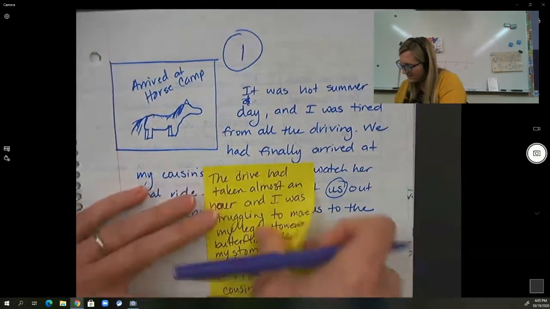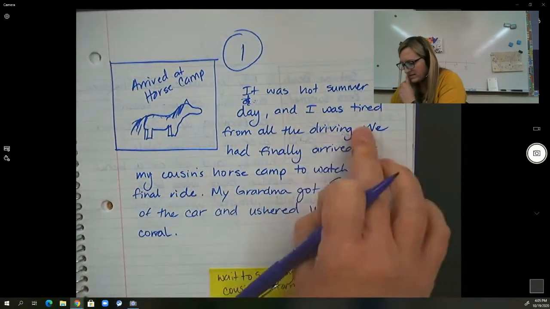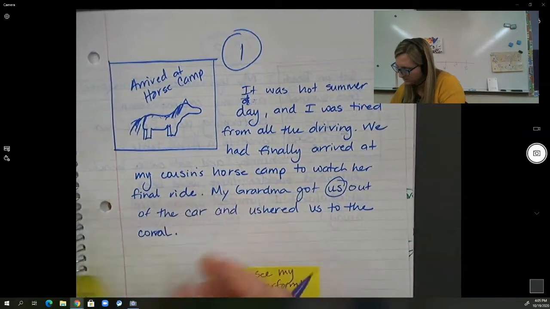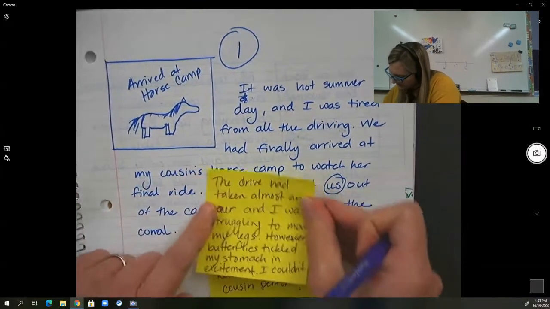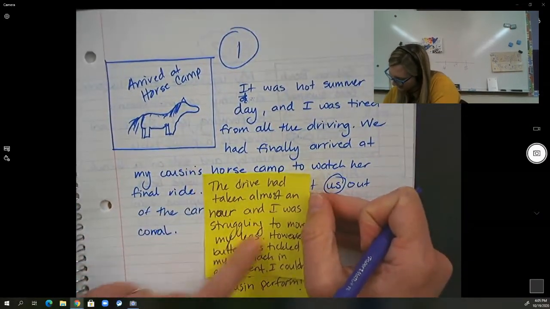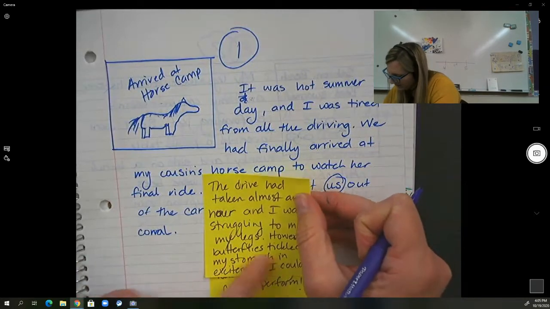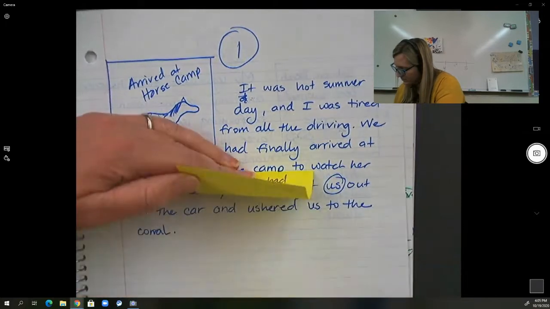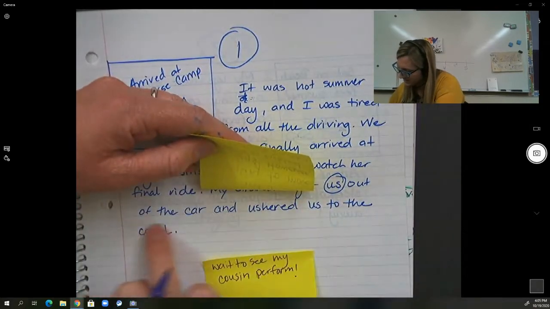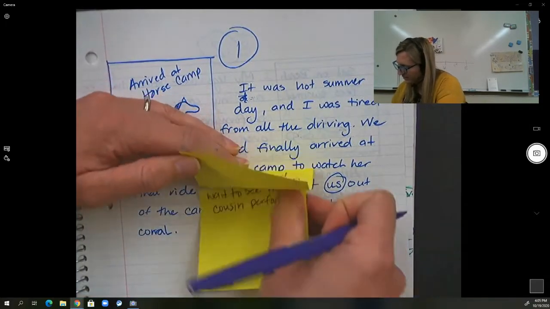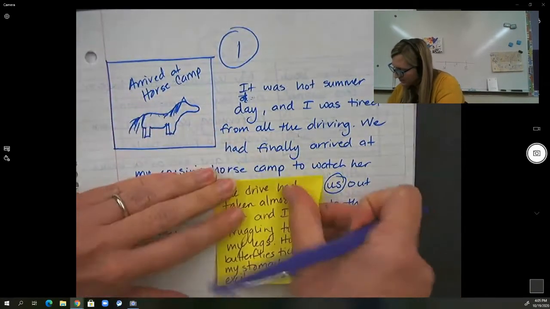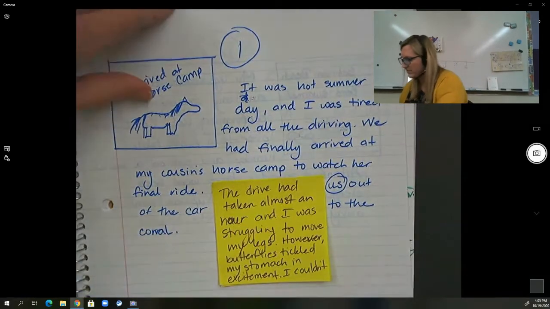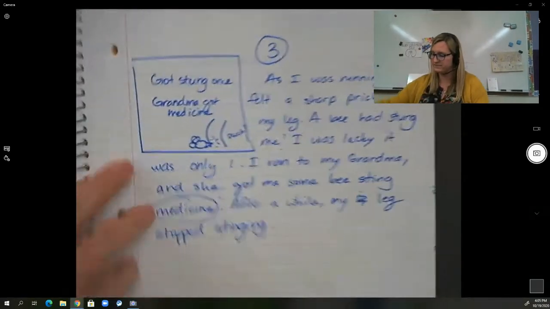Okay, so now when I read it, it was a hot summer day and I was tired from all the driving. We had finally arrived at my cousin's horse camp to watch her final ride. The drive, I'm going to put this right here. The drive had taken almost an hour and I was struggling to move my legs. However, butterflies tickled my stomach in excitement. I couldn't wait to see my cousin perform. My grandma got us out of the car and ushered us to the corral. I'm going to put those right there. Look at that. Now I have a whole section that has elaboration. Okay, I'm going to turn the page. This one is going to be good.